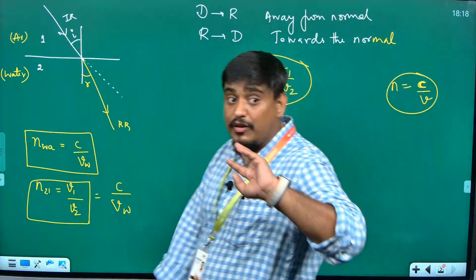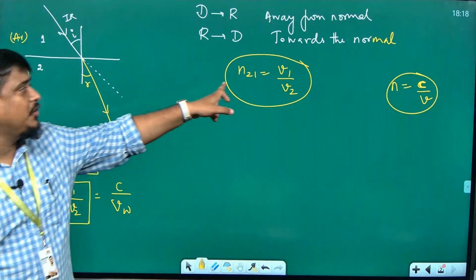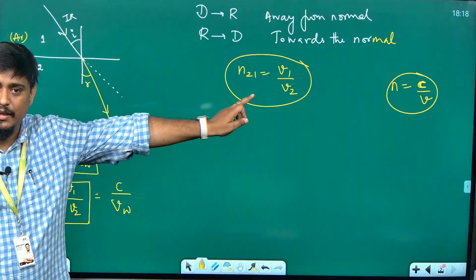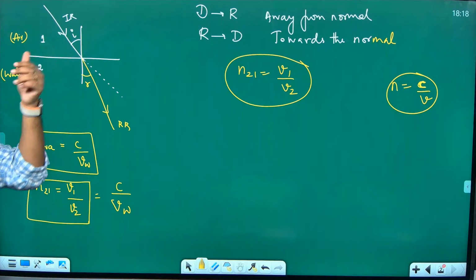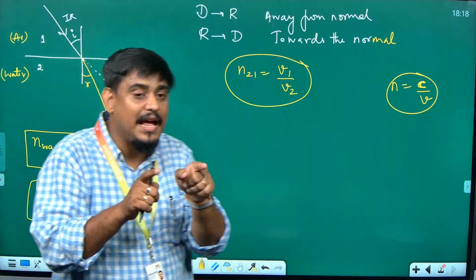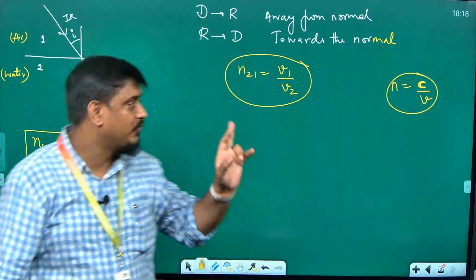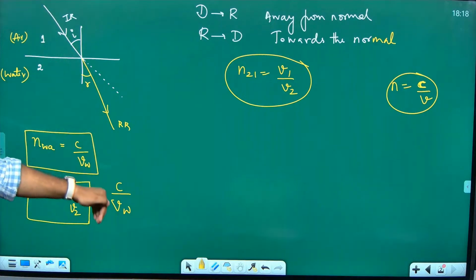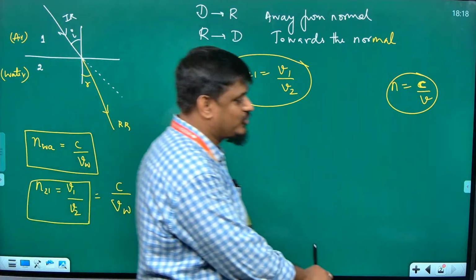Refractive index of second medium with respect to first medium is always equal to velocity of light in first medium to velocity of light in second medium. Now always remember what is the meaning of first medium and second medium. First medium is from where the light is coming and second medium is to where the light is going. Is it clear to you? Little bit? Okay, let us see how much time it takes to become clear.